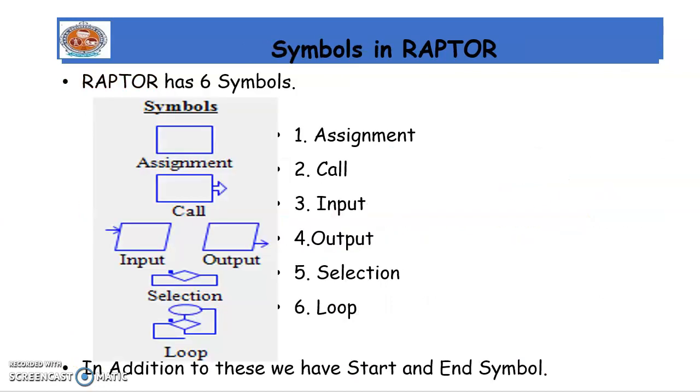The symbols that are used in Raptor are, there are 6 types of symbols. One is assignment symbol, second one is call symbol, third one is input symbol, fourth one is output symbol, fifth one is selection symbol, and sixth one is loop symbol. In addition to these symbols, we have two other symbols called start and end symbols.